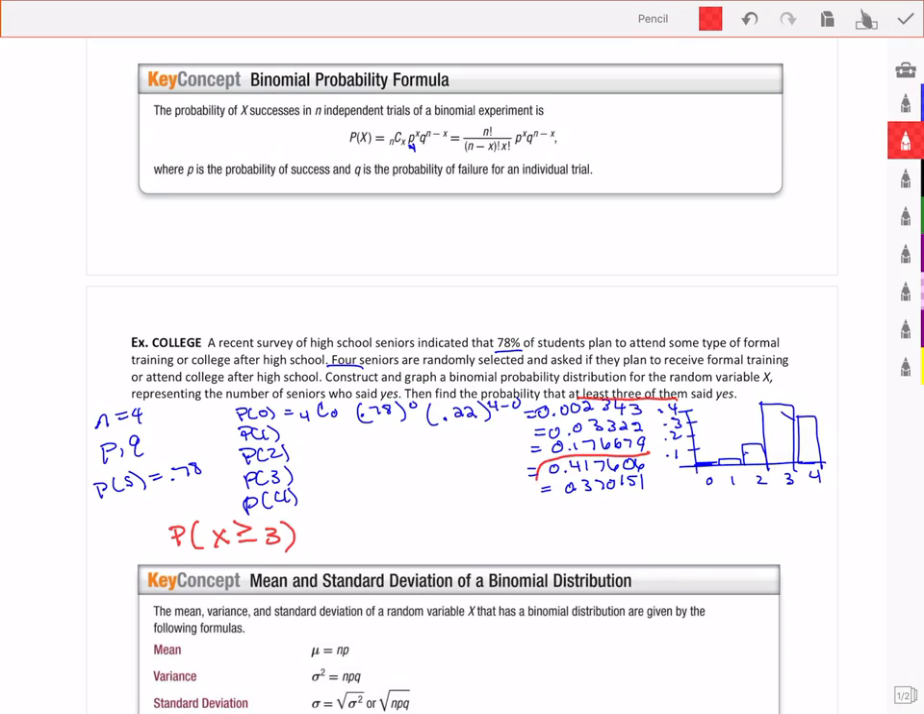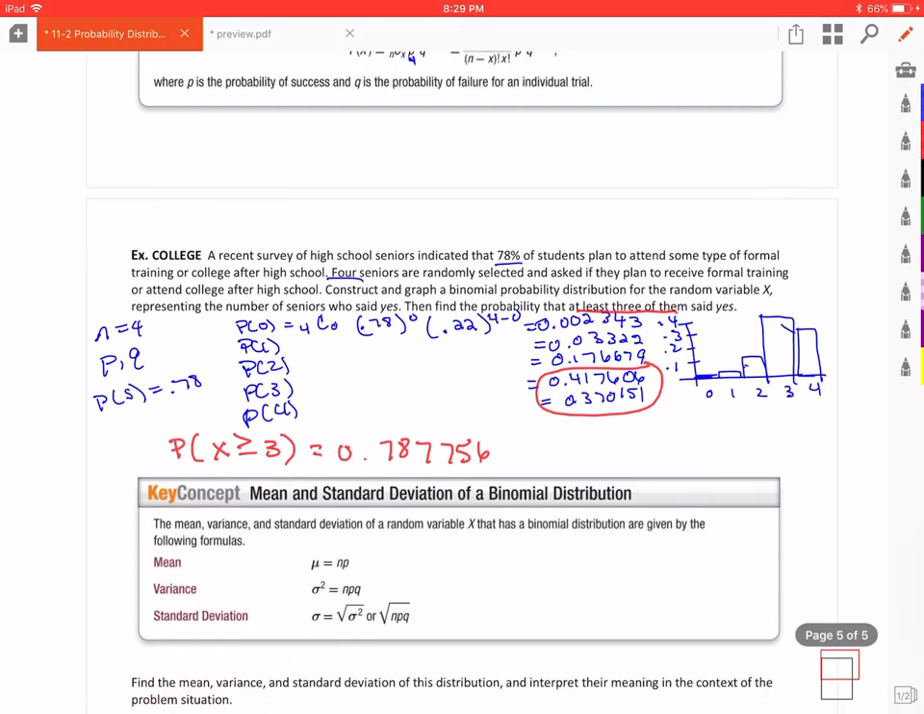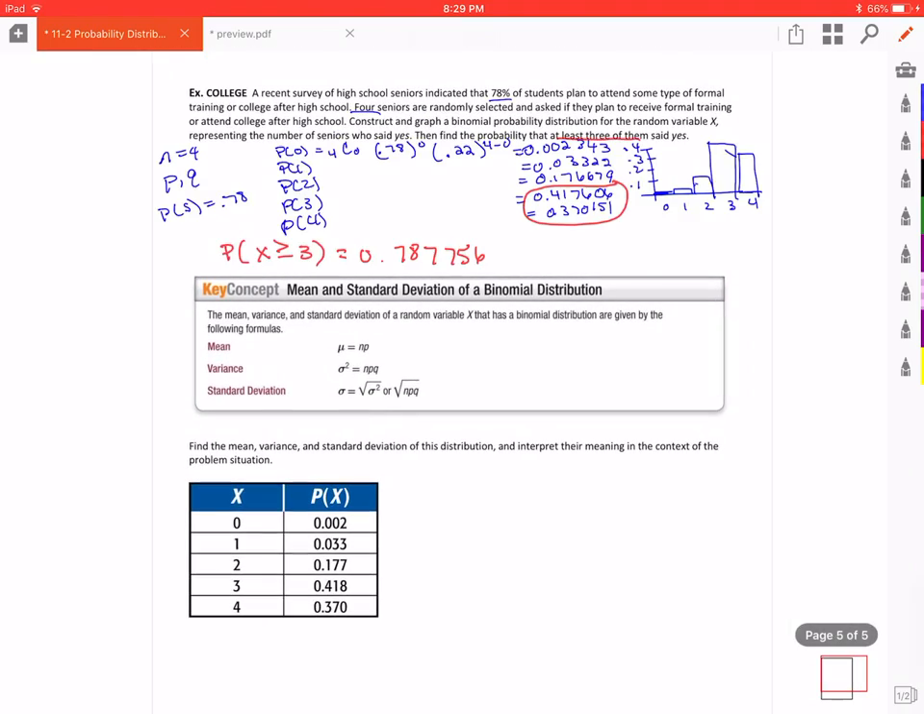So all we're going to have to do is add those two together. The probability that we had 3 and the probability that we had 4, which gives us 0.787756. So it's a little bit more exact than what we got from the problem, but it's still right there at 78%. Okay.